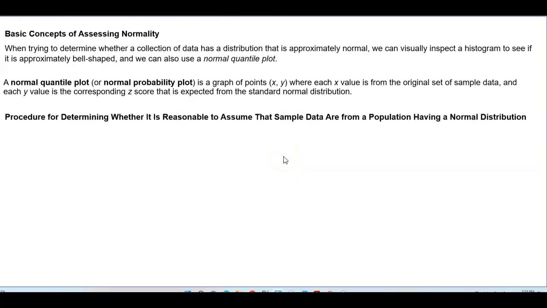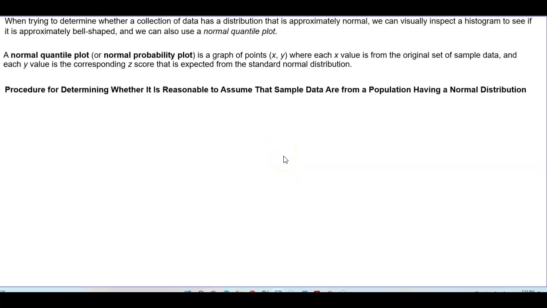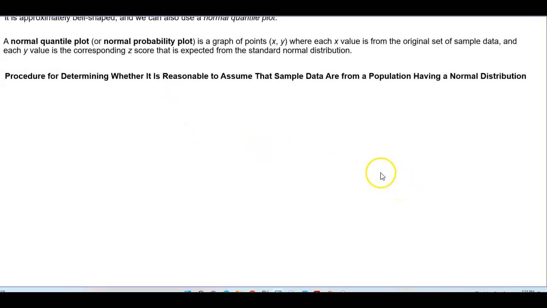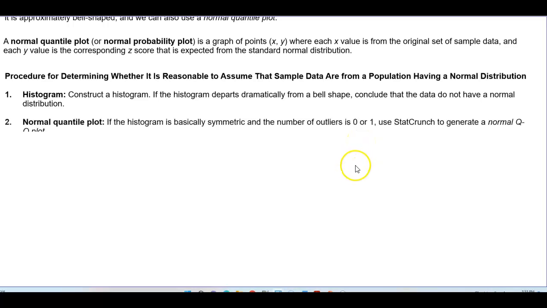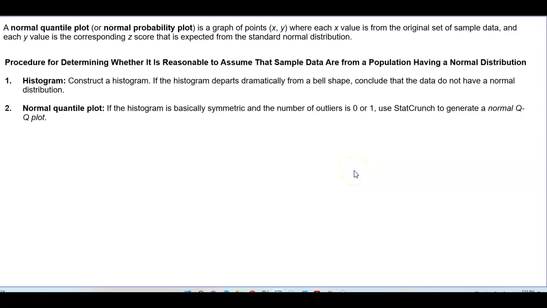Now, we want to be able to look at the procedure for determining whether it is reasonable to assume that sample data are from a population having a normal distribution. Number one, we want to construct a histogram. If the histogram departs dramatically from a bell shape, then you conclude that the data do not have a normal distribution. Number two, normal quantile plot. If the histogram is basically symmetric and the number of outliers is 0 or 1, use StatCrunch to generate a normal QQ plot.